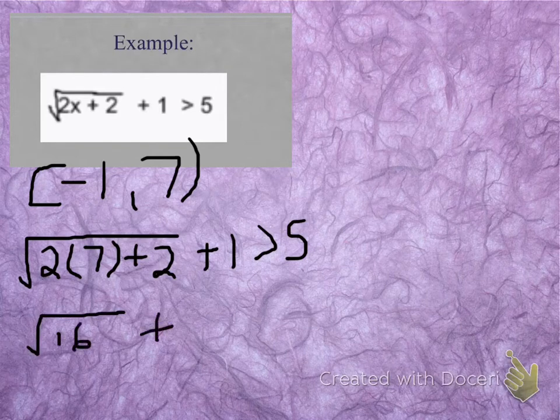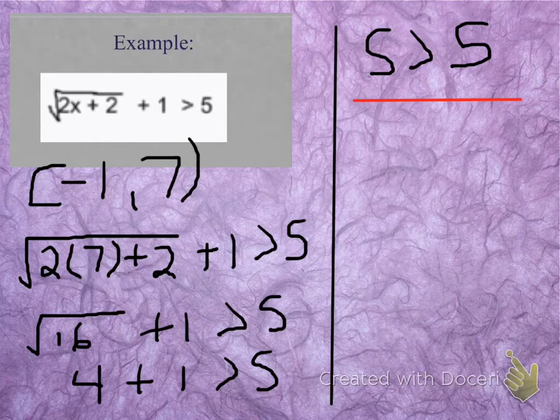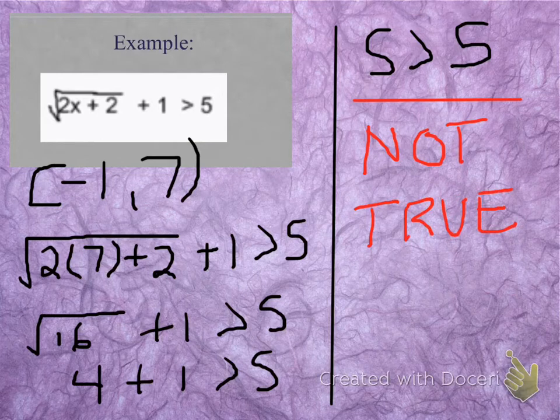Well, first of all, you're going to solve it. So we all know that 16 is a perfect square, so that's going to be 4 plus 1 is greater than 5, which is saying that 5 is greater than 5. Now let's think about that. It's not, especially since it doesn't say that it includes 5. If it included 5, then it would be right, but since it doesn't, then that answer is not true. So that means that you would have to go back and recheck that.